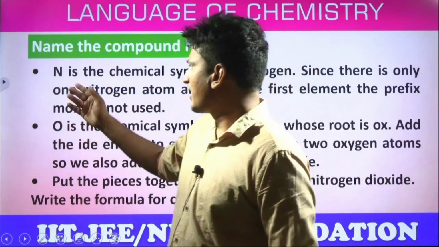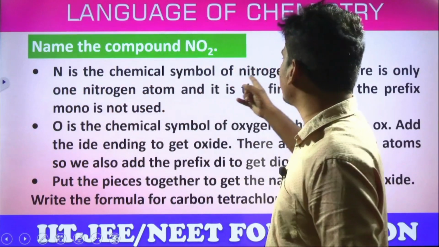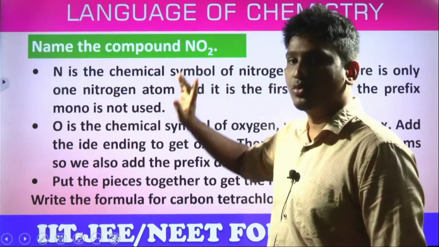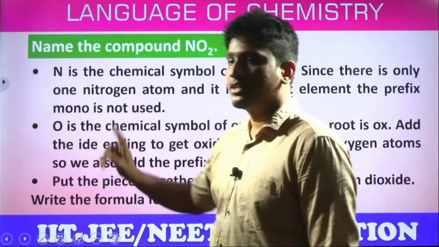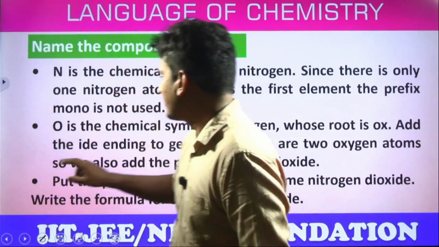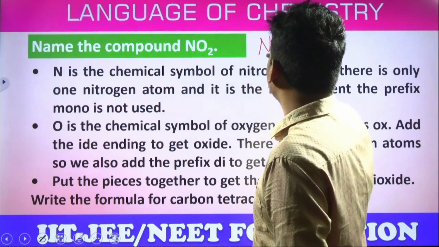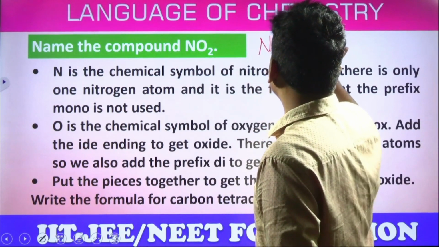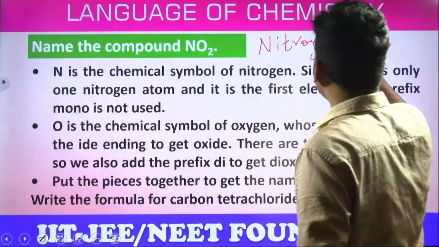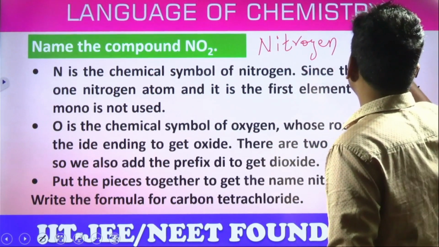For example, N is the chemical symbol of nitrogen. Since there is only one, look here, name the compound NO2. First, what is the compound, students? For the first element, directly write the name. What is the first element? Nitrogen, right? So write nitrogen. There is no change. What is the second element? It should end with ide. That is common. What is that? Oxide.